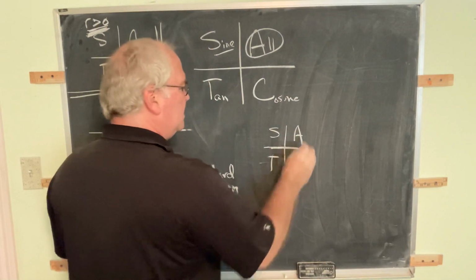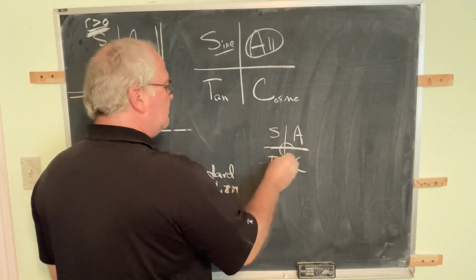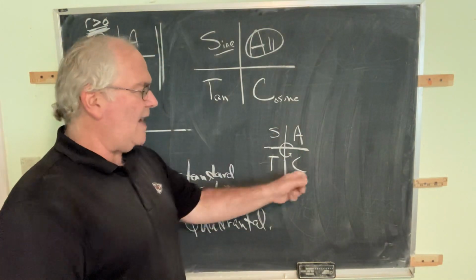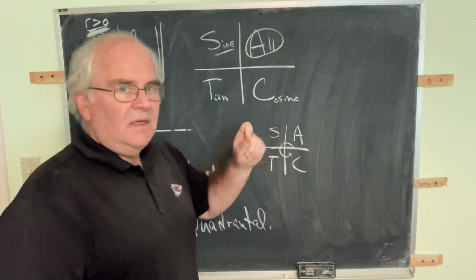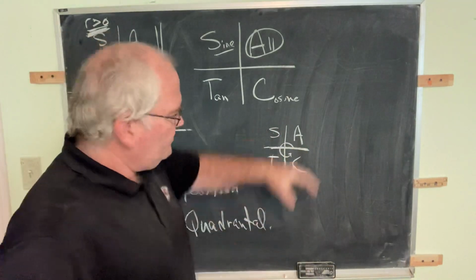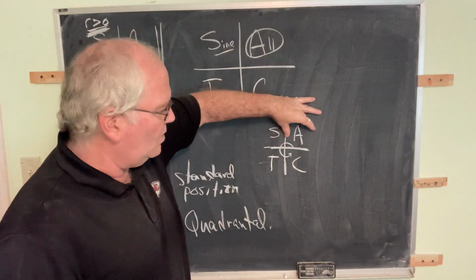ASTC, the memory device is all students take calculus. All students take calculus. That's how you remember it. Now, what does it stand for? All functions are positive in quadrant 1.